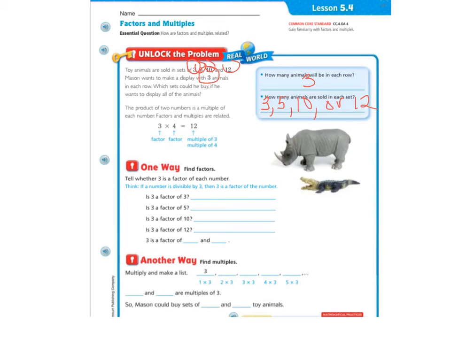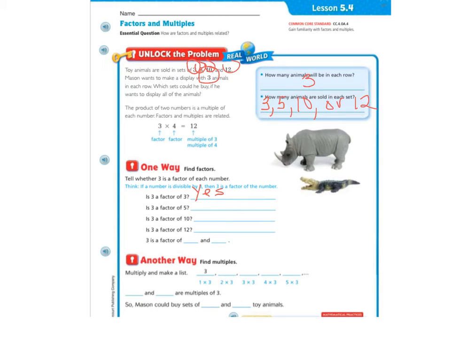So one way is to find factors, okay? To find which sets he could buy, we could find factors first. It says, think, if a number is divisible by 3, then 3 is a factor of the number. So we need to tell whether 3 is a factor of each of these numbers here. Is 3 a factor of 3? Yes, because 3 times 1 gives us 3. So we're going to say yes.